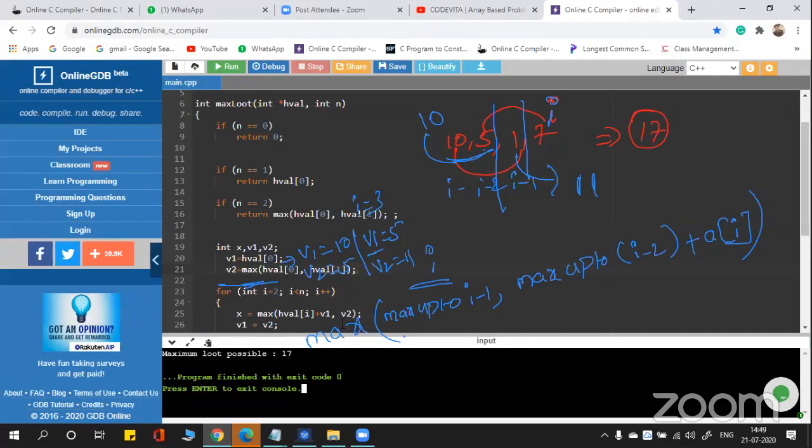I hope you can understand. If you have any doubts in this, please ask. In 10, 5, 1, and 7, my output should be 17 because I'll steal from the first house and I'll steal from the last house. So 10 plus 7 is 17. So this is about the question from the previous day. The logic which we discussed is this: maximum up to I minus 1 or maximum up to I minus 2 plus A of I. If I go for maximum up to I minus 2, it should be the maximum of up to 2 values, always the maximum of the value of 0 or the value of 1.